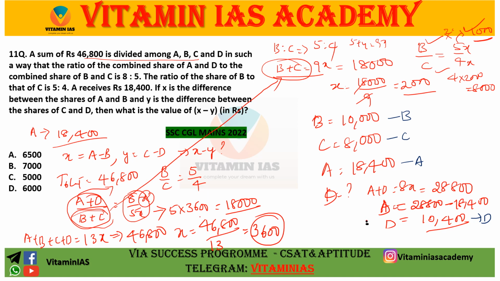So what is the question they are asking? X minus Y, but X is equal to how much? X is equal to A minus B. A means 18,400 minus B. B how much? 10,000. So the result will be 8,400.